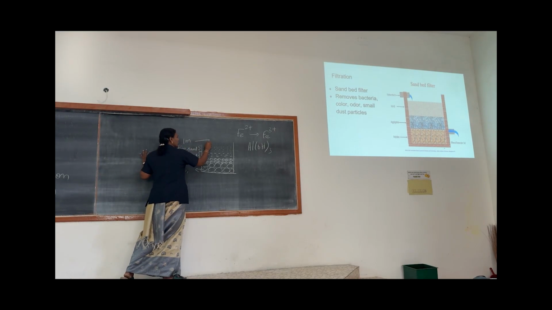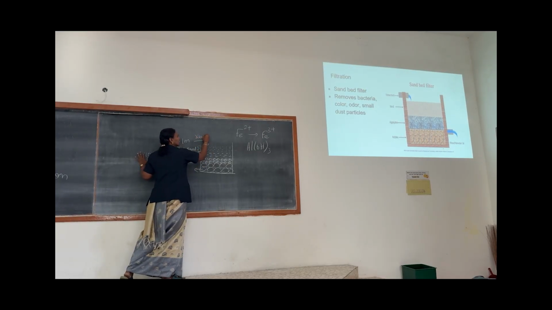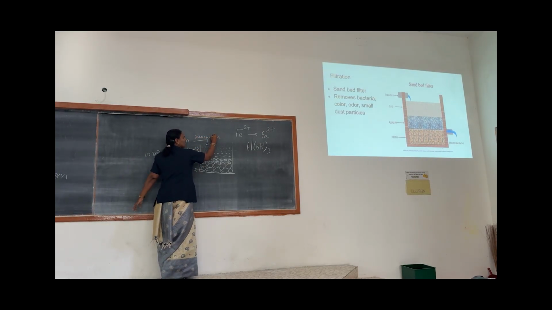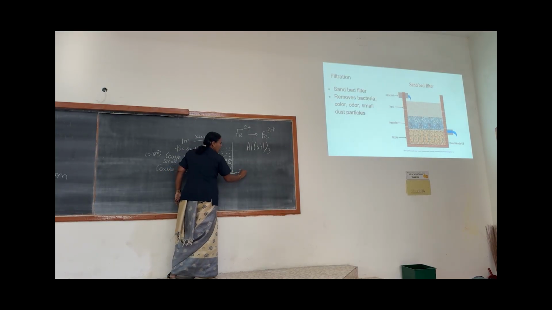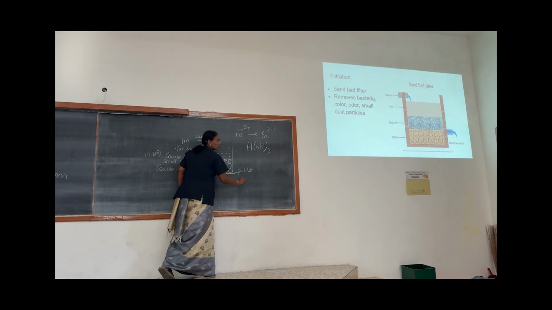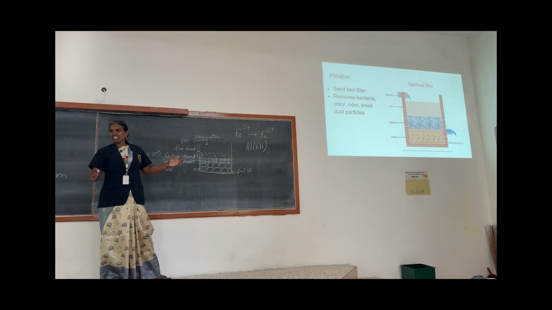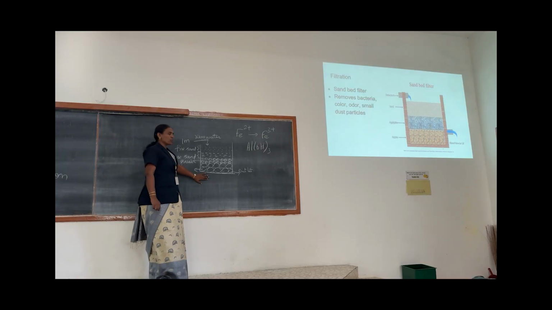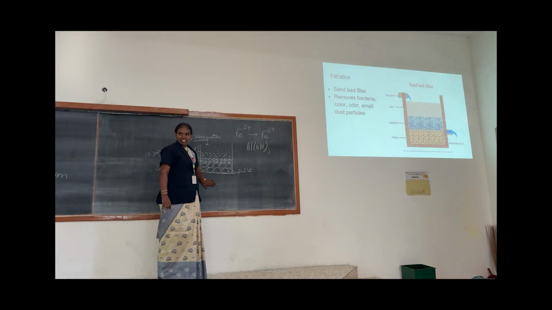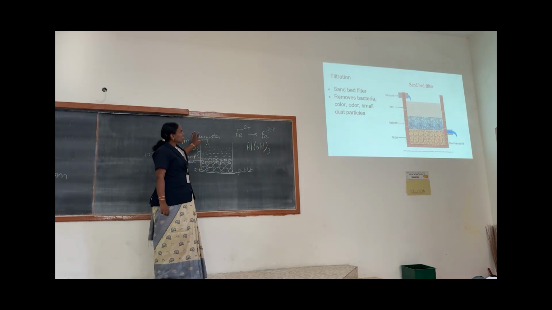At the top we pass the raw water. Here filtration takes place. Then afterwards this is the outlet. We can collect filtered water. We cannot say pure water, we can say this is filtered water. So this is the sand bed. Have you all understood? Filtration is over.